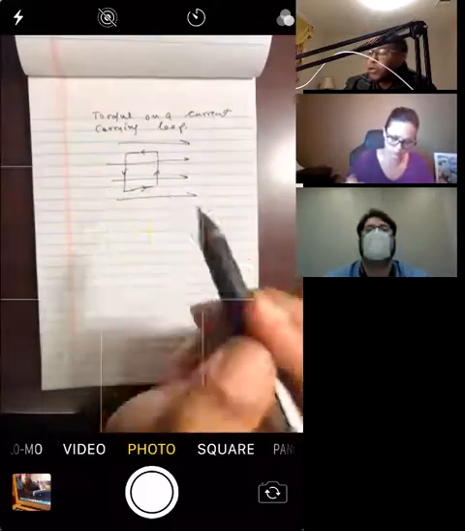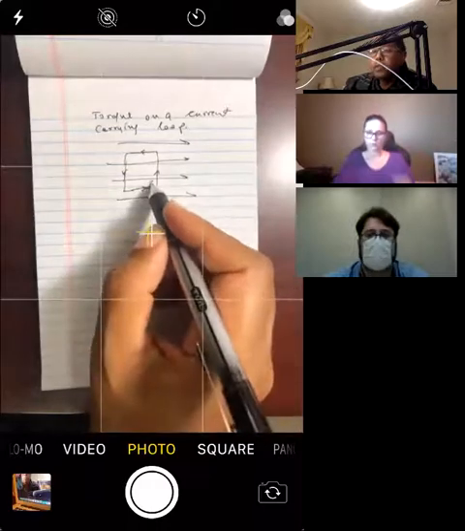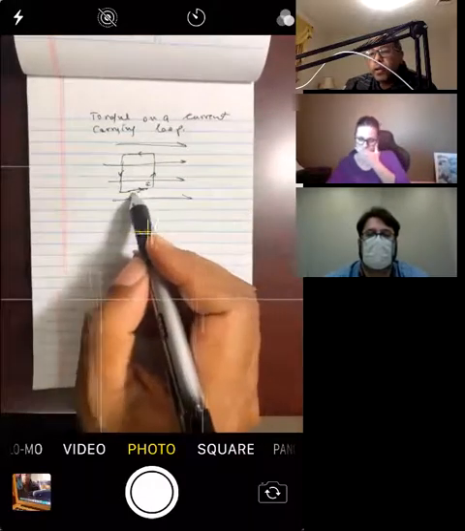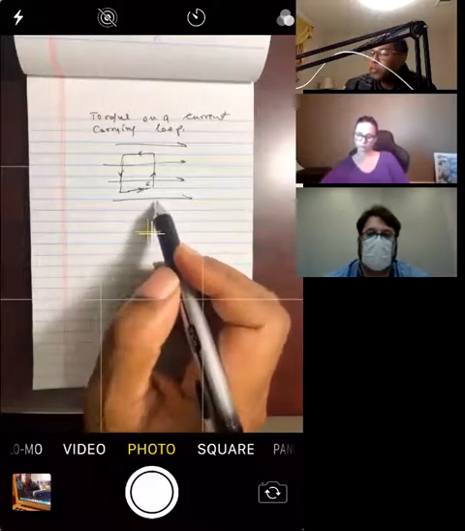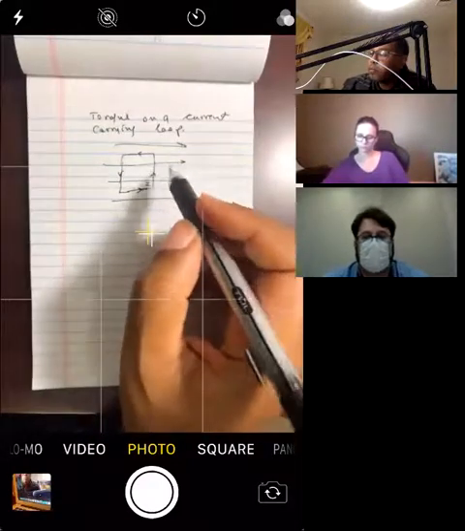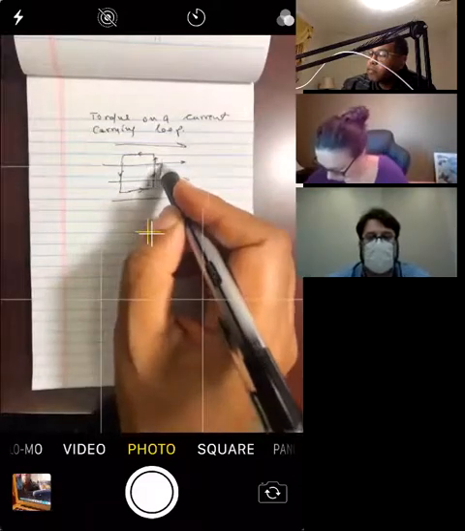The same thing over here. The current and the field are parallel. The angle is 0, so no force on this wire. If the velocity is in the direction of the field, there is no force. Now let's look at this wire over here. The current is going this way. The field is going this way.